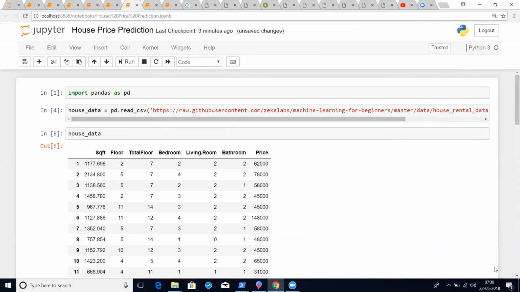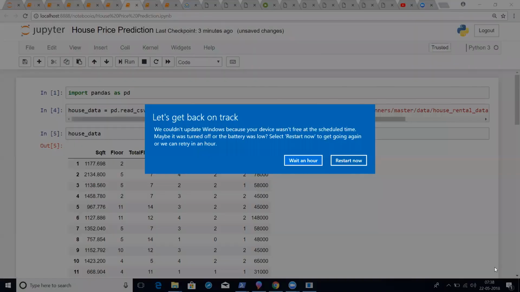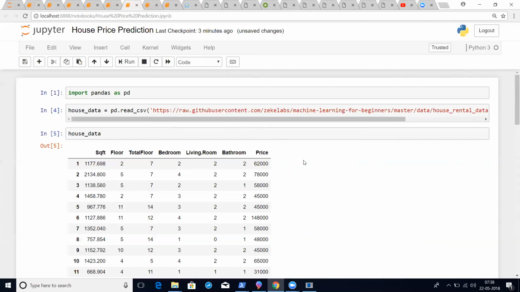Okay, do you see the house price data here? And how many columns are here? 7 columns, right? So what is the feature data here? The feature data is this, right? This is the target data here. Is it clear to everybody? Understood, right? This is the feature data. This is the target data.